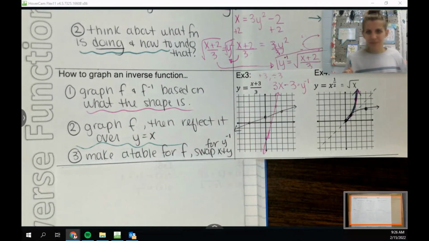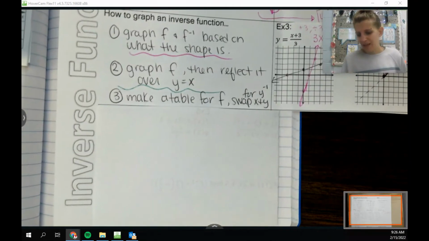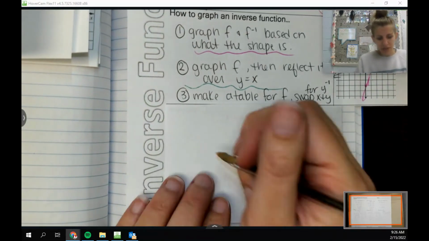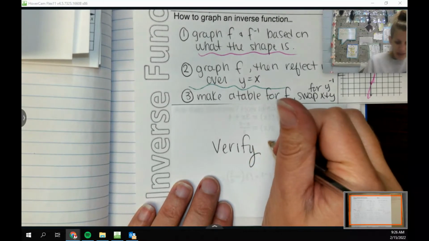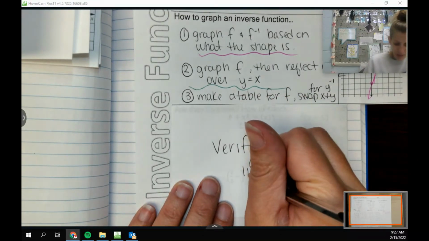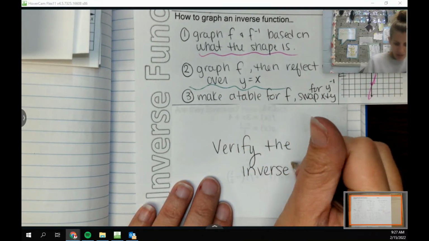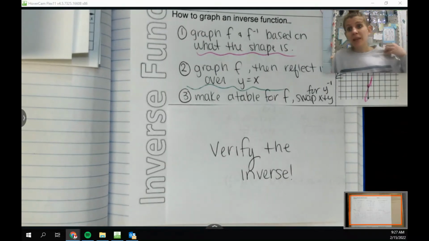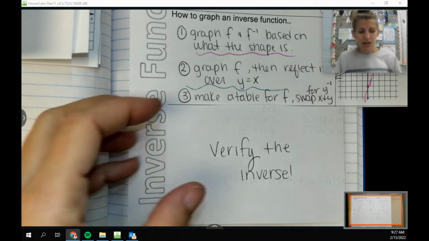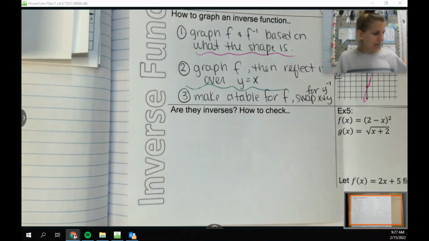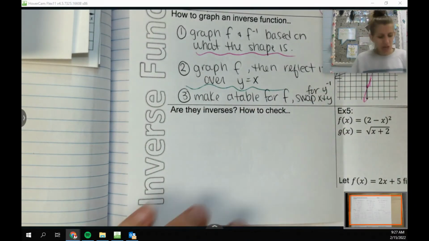Because that's that one. Okay, last thing, and then we'll try some more examples, is sometimes I have to verify the inverse. So when I'm verifying something, they're giving me the problem and the answer, and we're trying to see if they match up. So are they inverses or not? And how do we check?